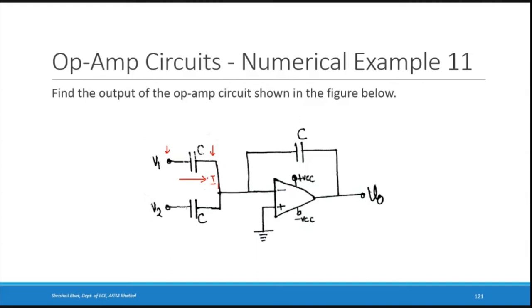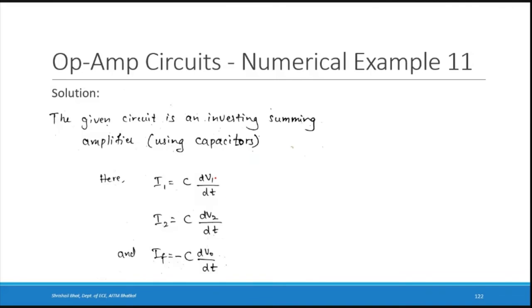So the current I1 will be C into dV1 divided by dt. Similarly, the current through this capacitance, if I take it as I2, will be C into dV2 divided by dt. And the current through this particular capacitance, that is IF, will be C into the voltage difference across this. Here there is 0, here it is V0, so it is 0 minus V0, which is minus V0. So IF is minus C into dV0 divided by dt.